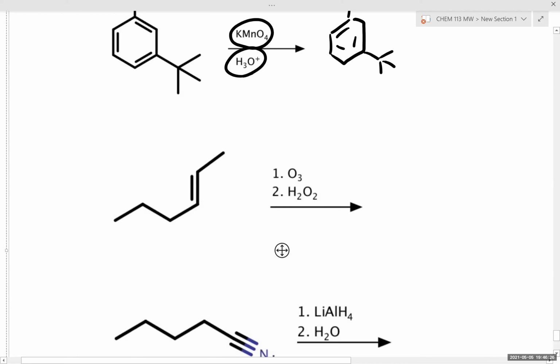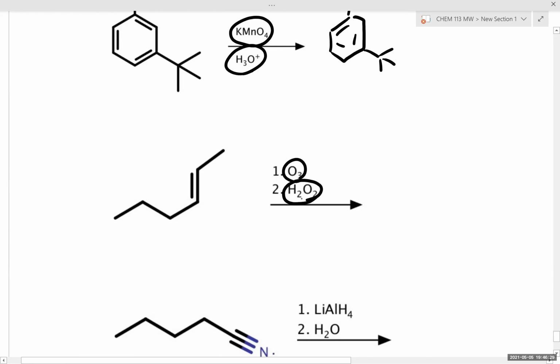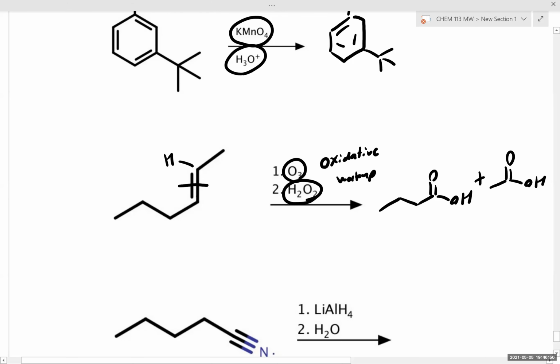In this next case, we're treating this alkene with ozone and hydrogen peroxide. This is a textbook oxidative workup. And thus we would expect, after ozonolysis of our alkene, that we would isolate the corresponding carboxylic acids. Remember, as there are free hydrogens at both sides of our alkene, we'll be able to oxidize both of our alkene carbons to the carboxylic acid oxidation state. Any questions so far?